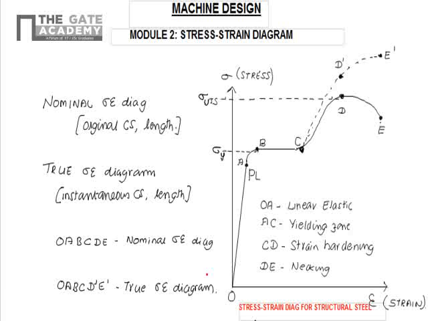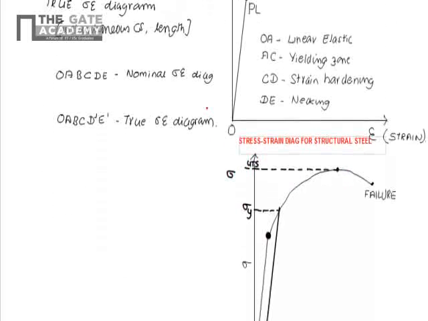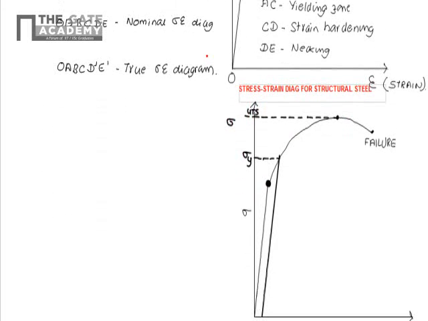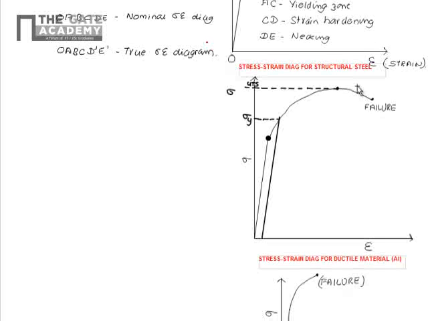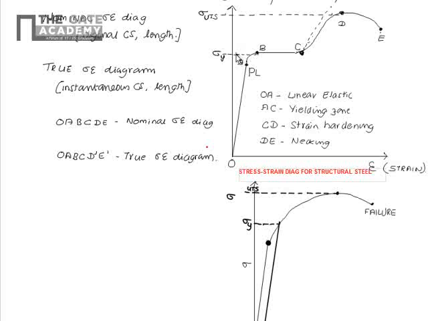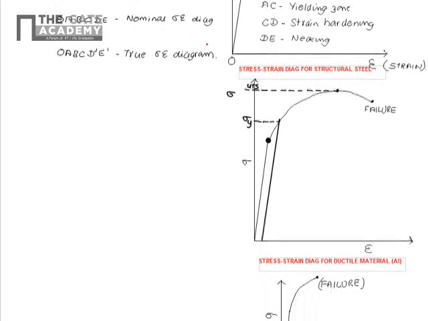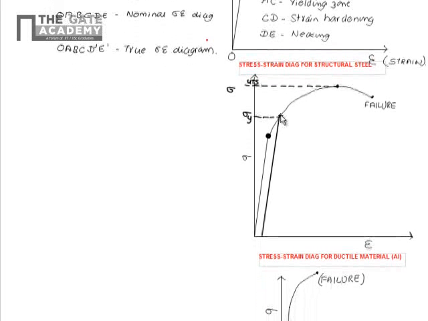Now, when we draw the stress-strain diagram for ductile materials like aluminium, it is shown here. The stress-strain diagram is different from that observed for structural steel. In structural steel, there is a definite value of the yield stress sigma y, the stress corresponding to point B, and the stress corresponding to point D is the ultimate tensile strength of the material. But in ductile materials like aluminium, we don't have a well-defined yield point.